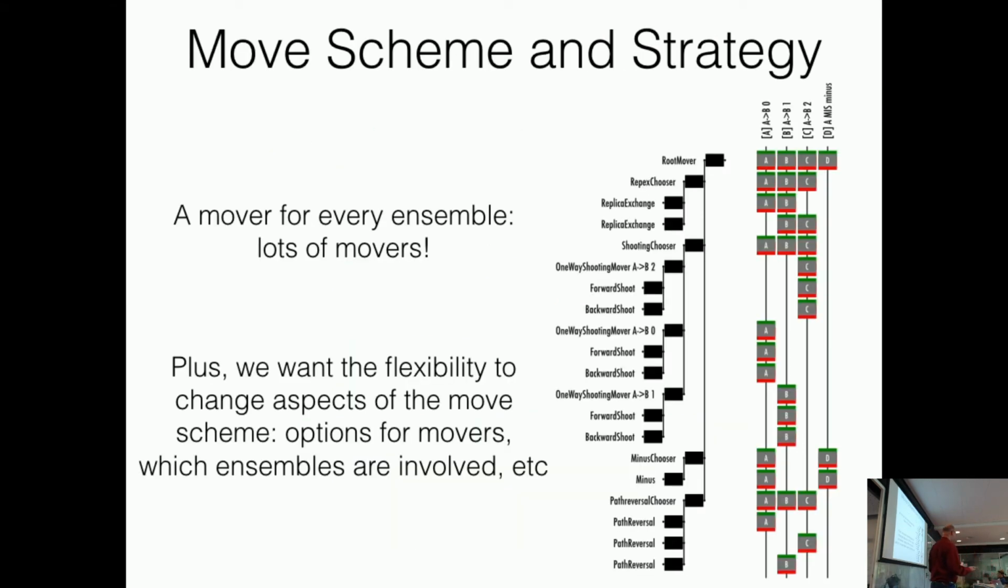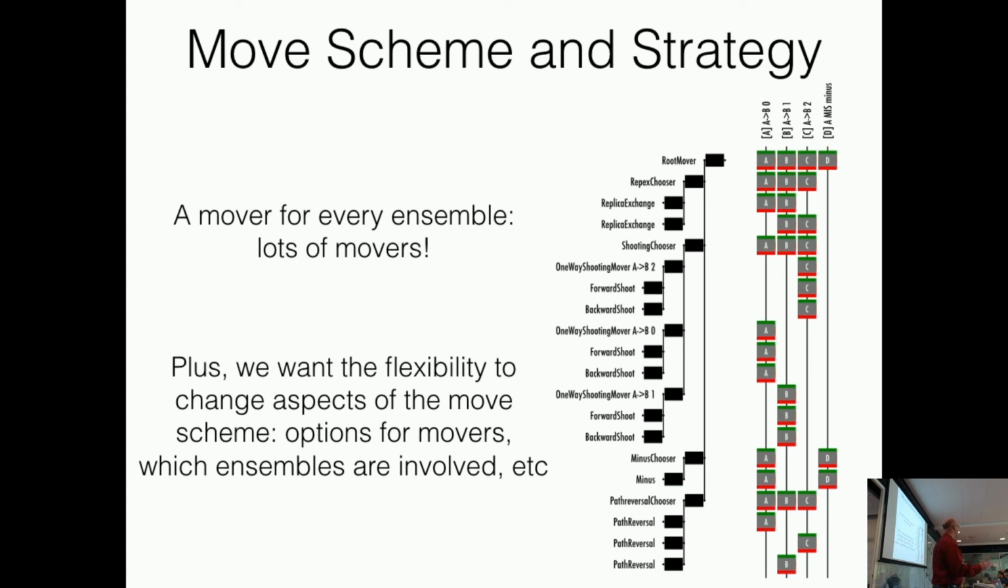So again, just like how we had a lot of ensembles, because we have an ensemble for every mover, we end up with a lot of path movers. This is the same thing we showed you yesterday, that you have all of these different movers associated with every ensemble. It ends up being a really big and complicated thing. Furthermore, we want to make it really easy for you to change aspects of this move scheme, whether you want to change the options for the mover. Maybe you want to switch to two-way shooting instead of one-way shooting. Maybe you want to switch the shooting point selector that you use. Maybe you want to change which ensembles are involved in your replica exchange scheme.